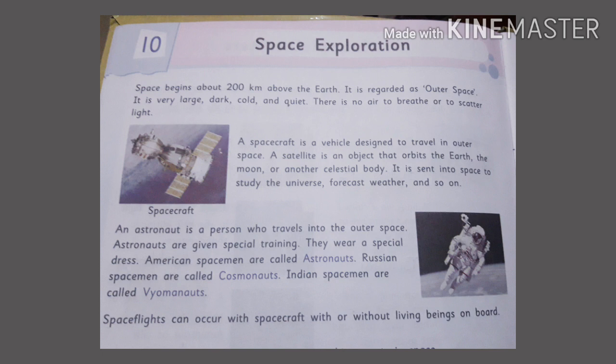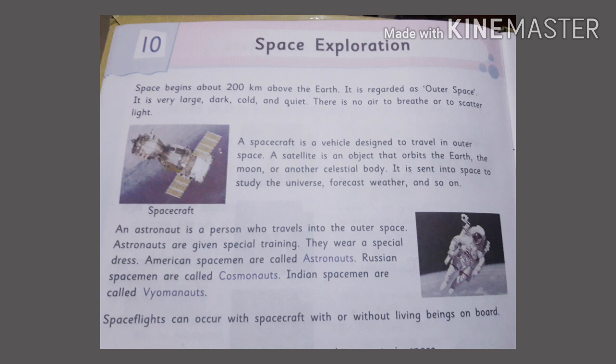Second sentence, it is regarded as outer space. And it is very large, dark, cold and quiet. Space is very cold, quiet, large and dark. There is no air to breathe or to scatter light. So in space there will be no air to breathe and also no light. That is why, when astronauts go to space, you can see an oxygen cylinder on their back.